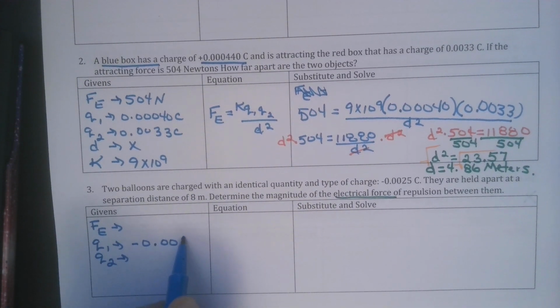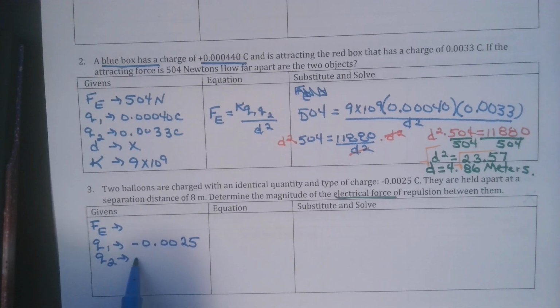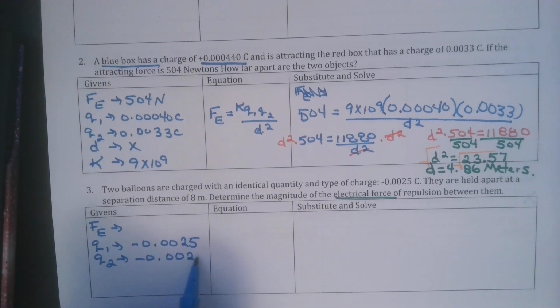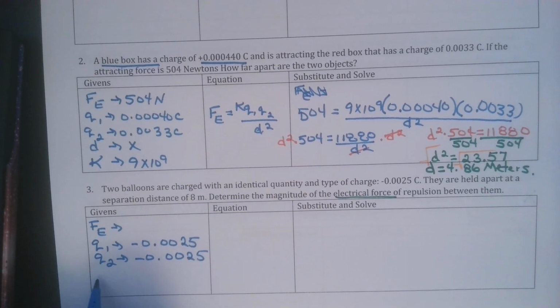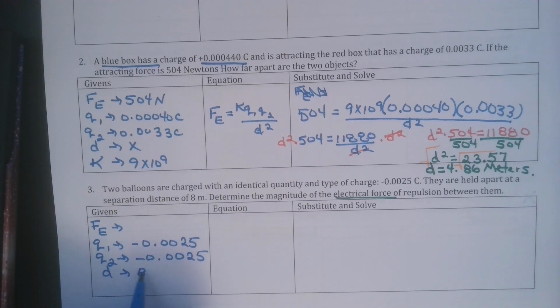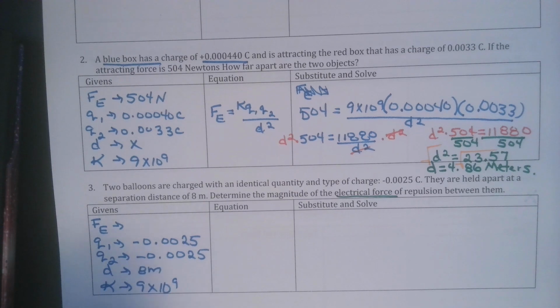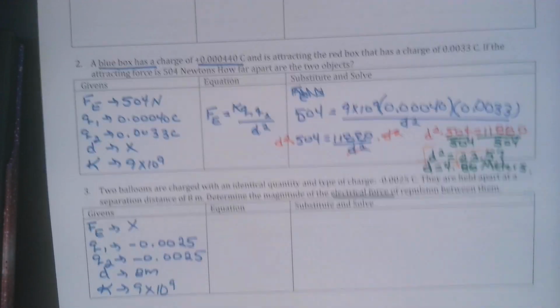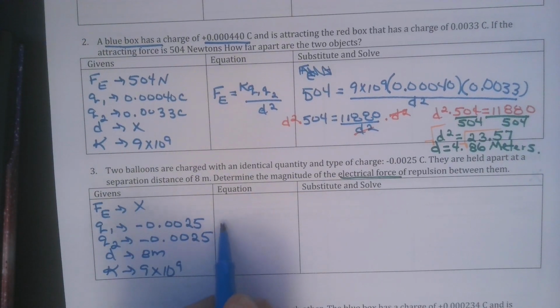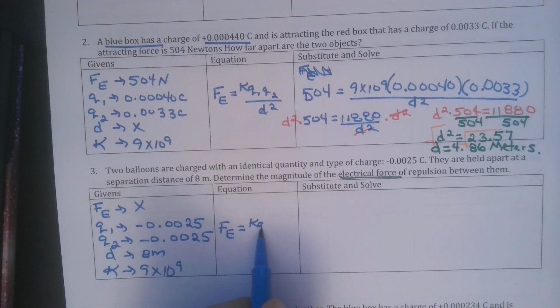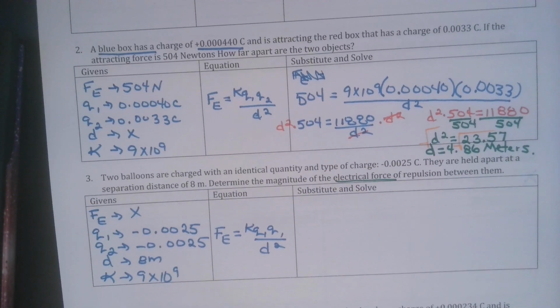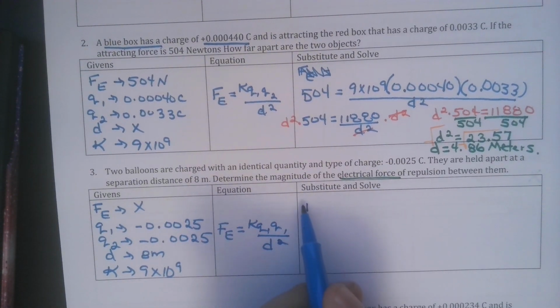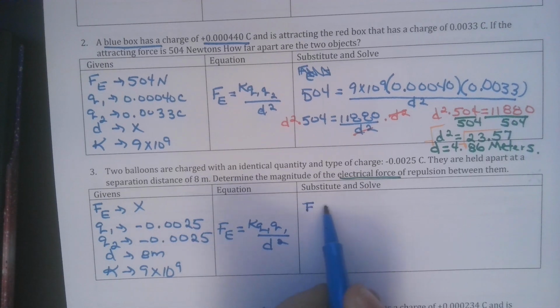So 0.0025, negative 0.0025, and then we have a distance of 8 meters, and we have K 9 times 10 to the 9, and we're looking for FE. The best thing about this equation or this problem is that you don't have to do anything other than put it into the calculator once you set it up. So FE is X. That's what we're going to look for.